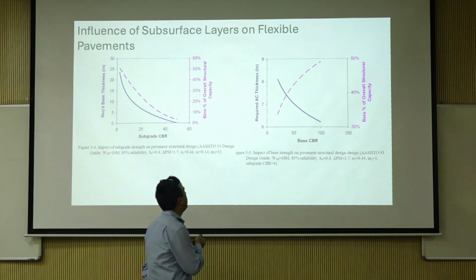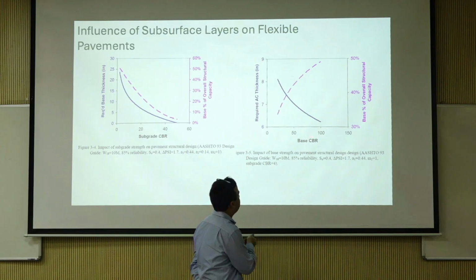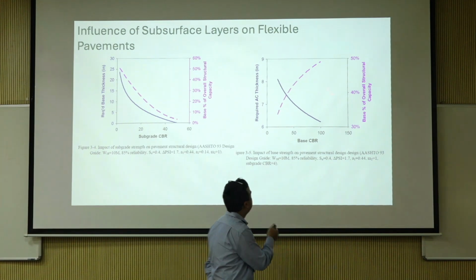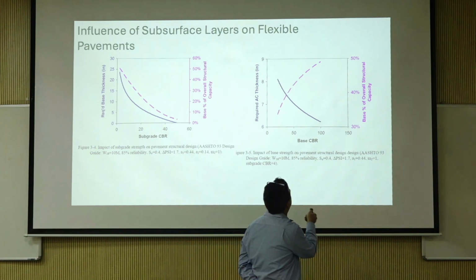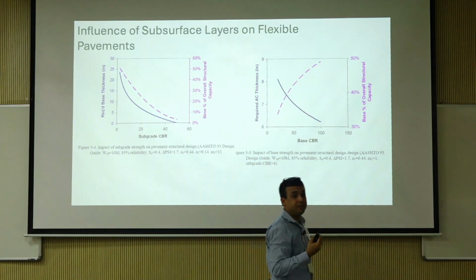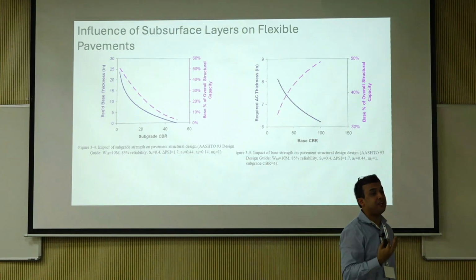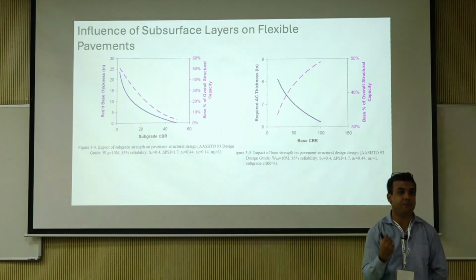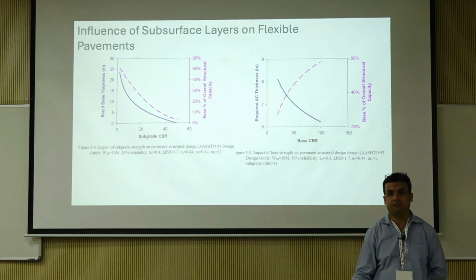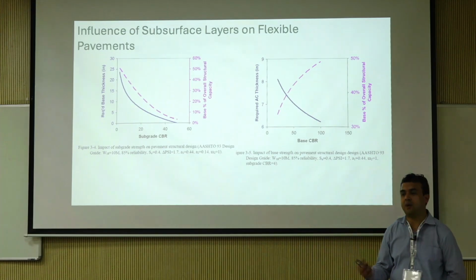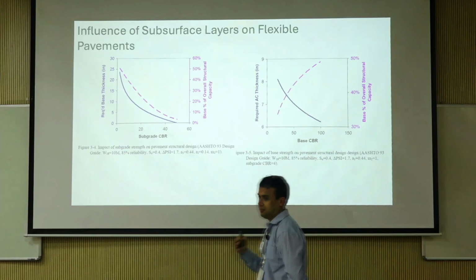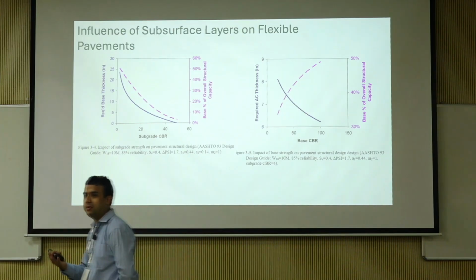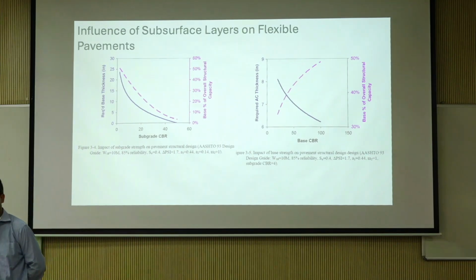Base CBR versus required AC thickness. Remember, as the base CBR increases, AC thickness goes down significantly, and the contribution from the base layer also goes up. The base's share of overall structural capacity can go up to 50%, folks, for a pavement, right? So up to 50% of the structural capacity comes from the base layer itself. That's why I said in flexible pavements, substructures play a much bigger role than in rigid pavements.